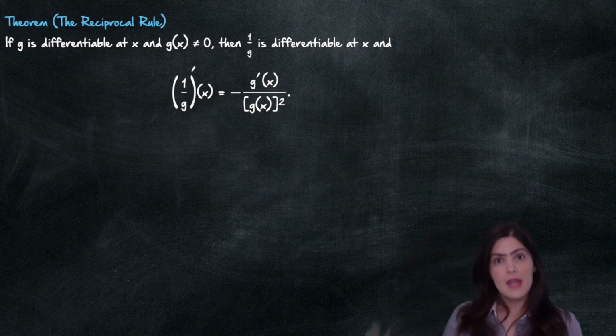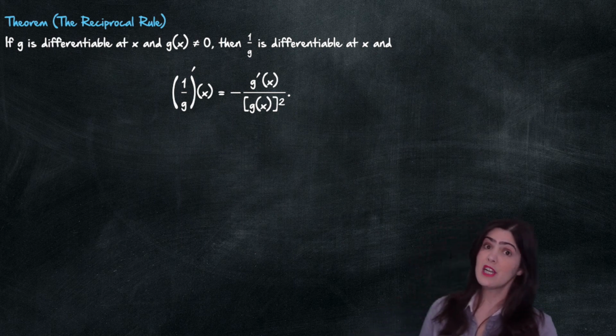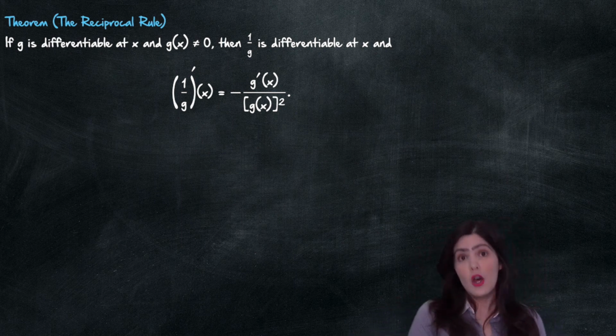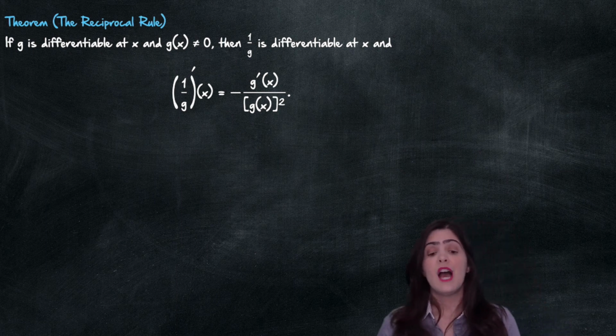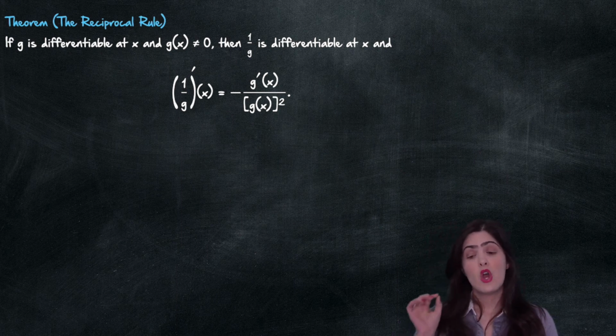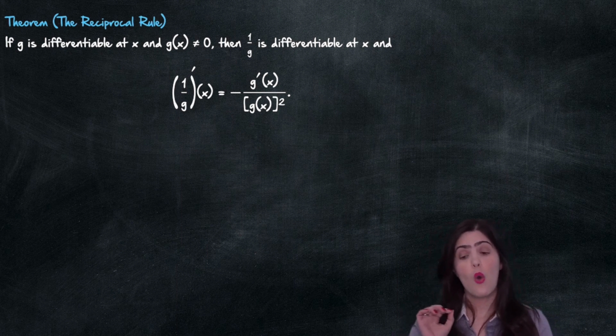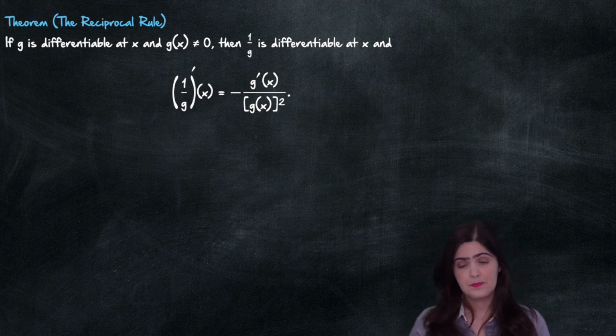Now we have another theorem, the reciprocal rule: if I know that my function g is differentiable and is not 0, then 1 over g is differentiable and the derivative of 1 over g is negative g prime of x over g of x squared.